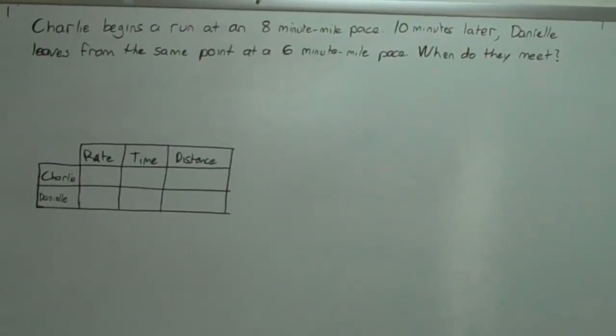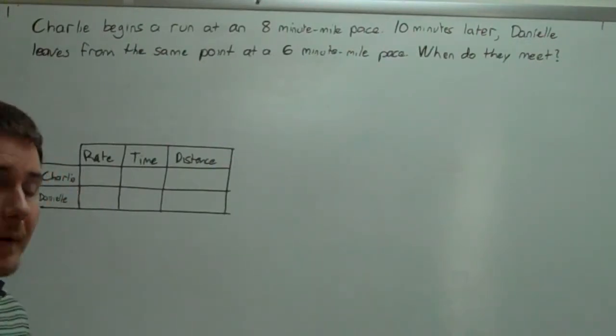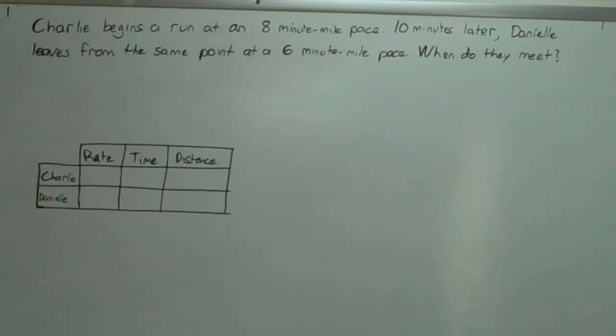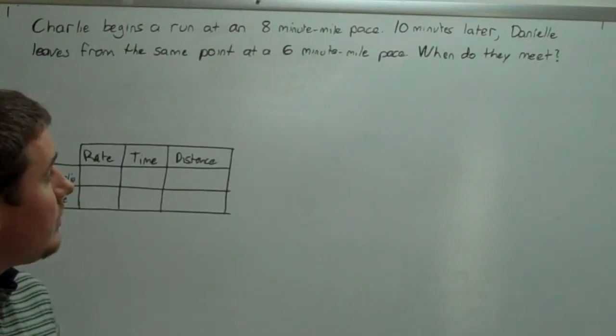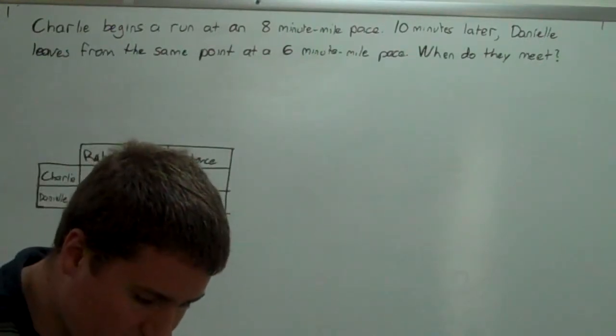Alright, for our next word problem, we're going to do another distance rate time problem, but with a little twist. So Charlie begins a run at an 8-minute mile pace. 10 minutes later, Danielle leaves from the same point at a 6-minute mile pace. When do they meet? Well, first of all, we have a problem with units.